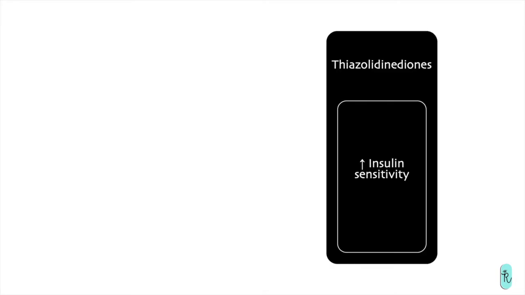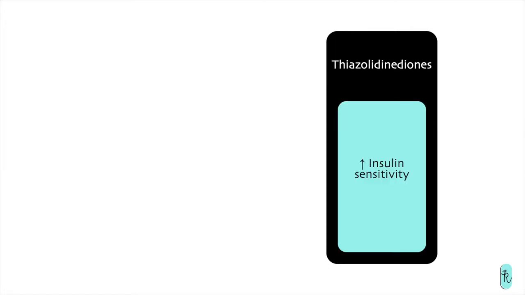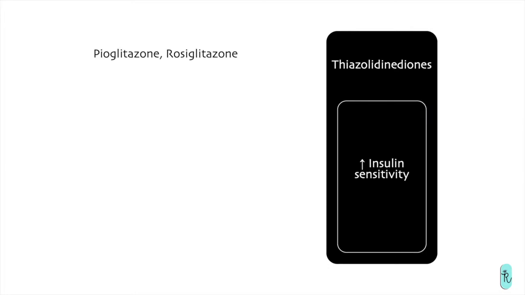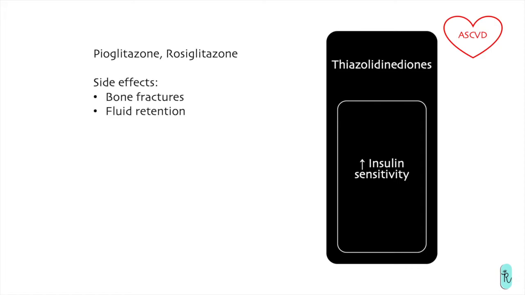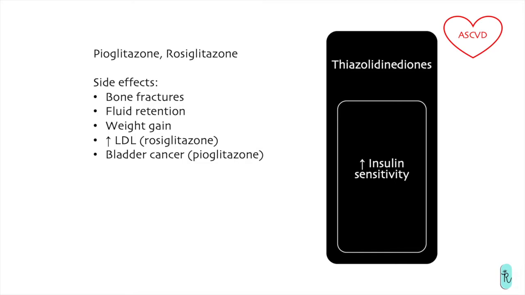Thiazolidinediones, also known as TZDs, are a class of medications that work by increasing insulin sensitivity by activating nuclear transcription factor PPAR-gamma. Examples of TZDs include pioglitazone and rosiglitazone. Specifically, pioglitazone may provide benefit in patients with ASCVD. Side effects of TZDs include bone fractures, fluid retention, weight gain, increased LDL with rosiglitazone, and bladder cancer with pioglitazone.